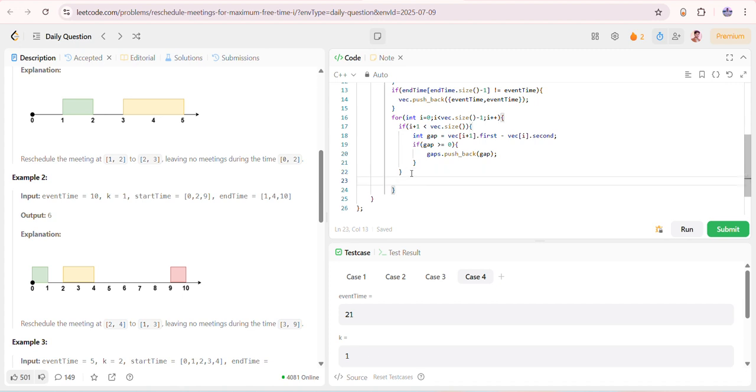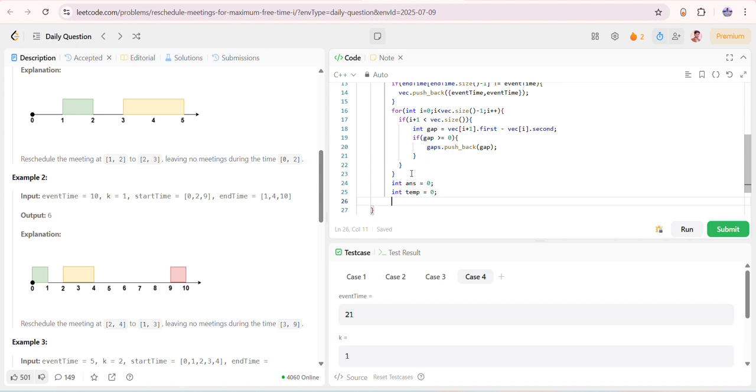Now what we have to do, okay, so this and this. Now we have to make a variable for the answer, and a temp variable for storing how much we are getting at this present stage. Now we have all the gaps, and we have a k, which means that we can get k plus 1 gaps merged.